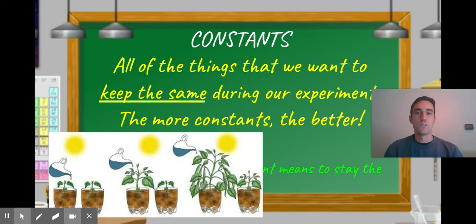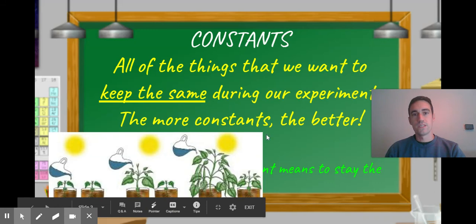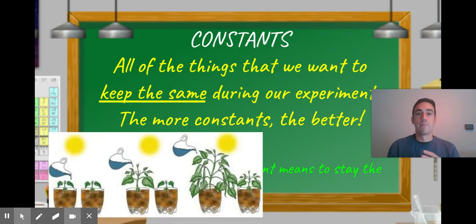If I do this with two different types of plants, now I'm testing the water and the type of plant. If I do this with one in the shade and one in the sun, now maybe my results aren't because of how much water they get. Maybe they're because of how much sun they get. So I want to make sure that the only thing I'm changing is the one independent variable. Everything else is staying constant or staying the same.